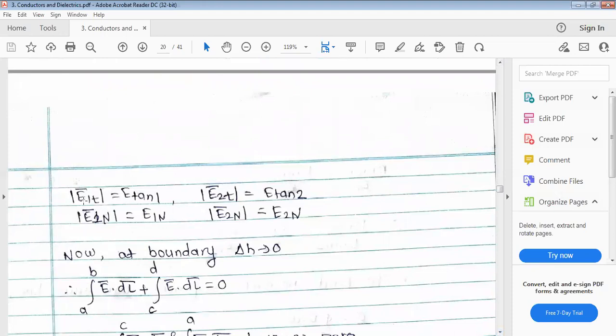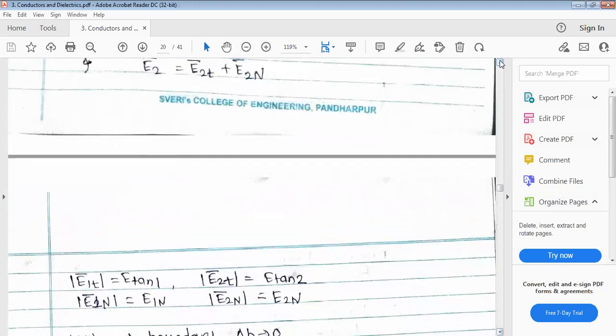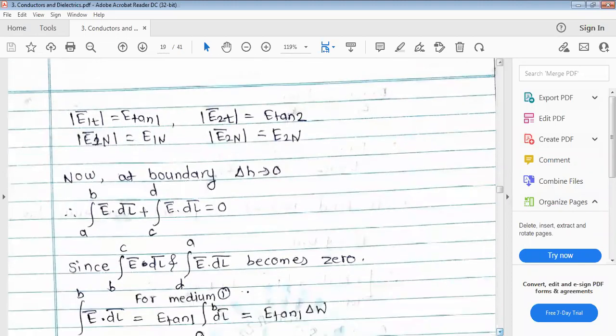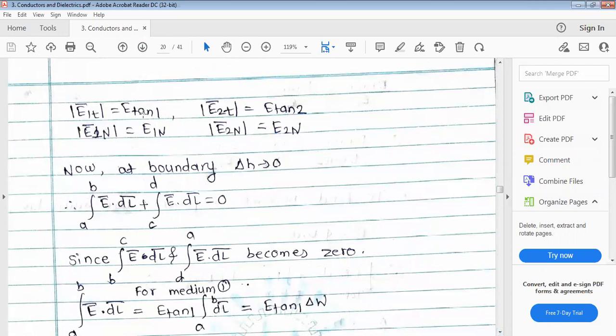Now, this mod of E bar 1T, here we are taking just the magnitude of this. This is the electric field intensity in region 1 and it is the tangential component. And what is this E bar 1n? This E bar 1n is the electric field intensity in region 1 and this is the normal component. Similarly, mod of E bar 1n is nothing but E1n. Then mod of E bar 2t is E tan 2 and mod of E bar 2n is equal to E2n.